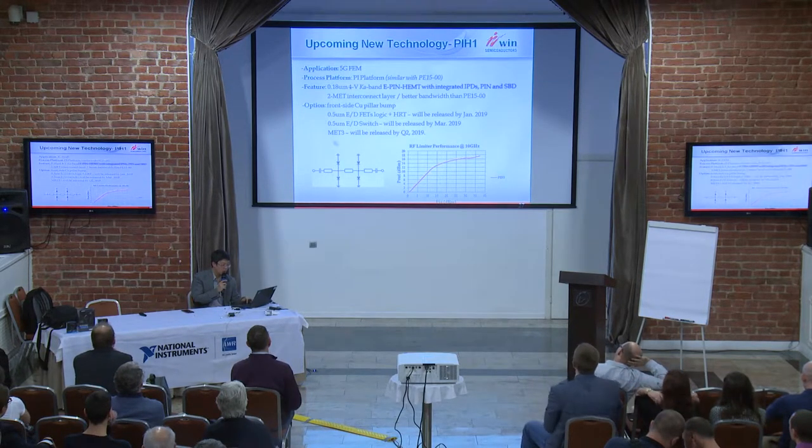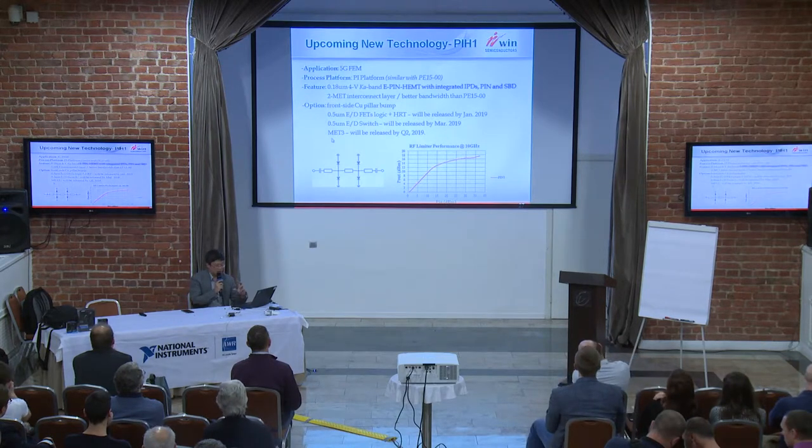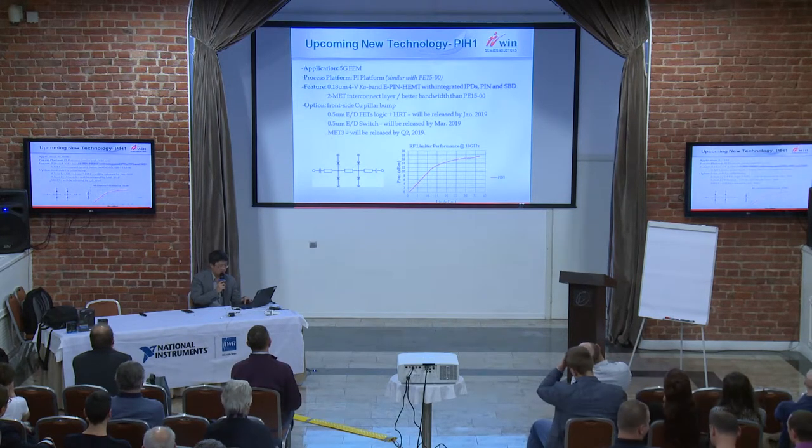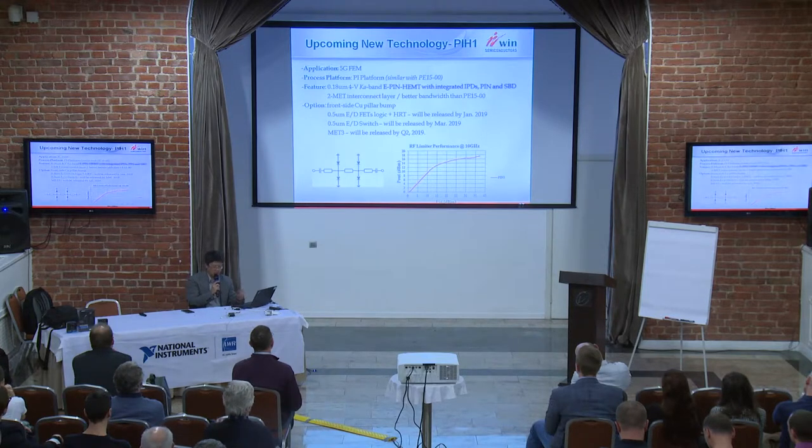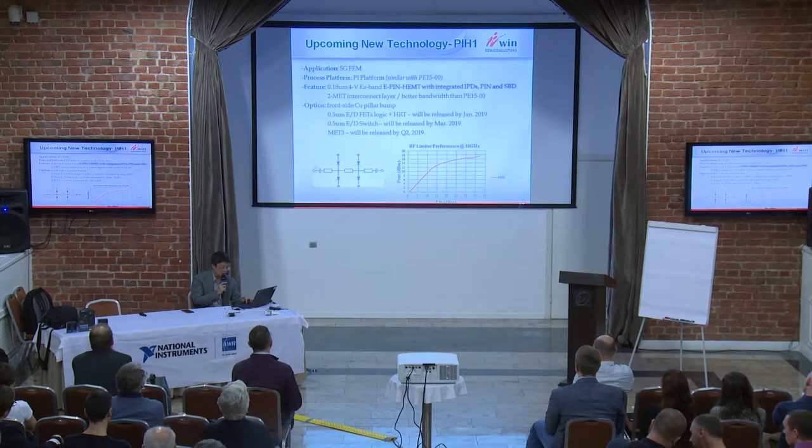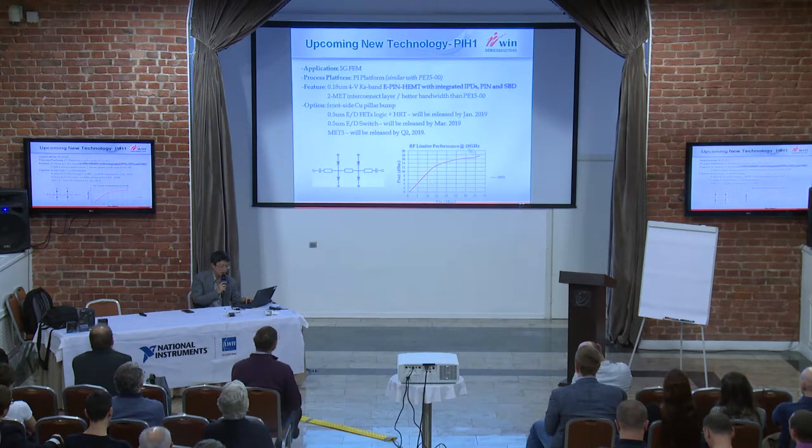And we can also provide the metal tree option to provide a more high-Q microstrip line performance. In this example, we use the PIN diode and the Schottky diode to form a power limiter circuit. So this is a measurement result. You may see it shows quite good performance, a power limiting function at 10 GHz.